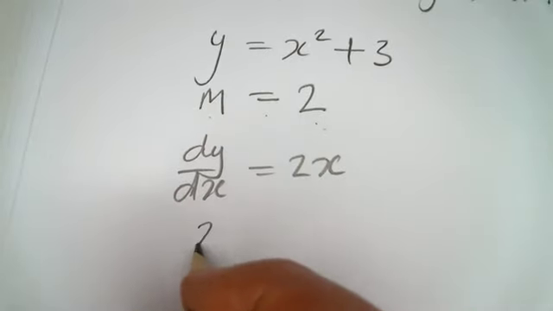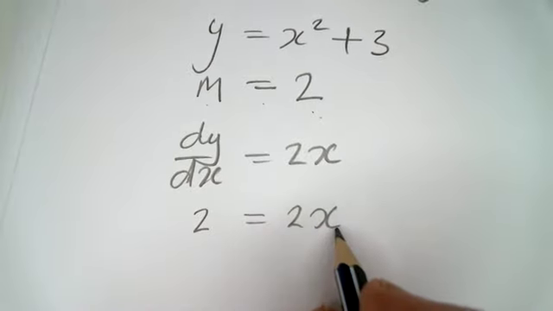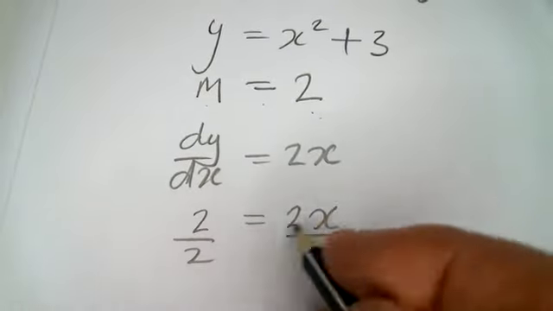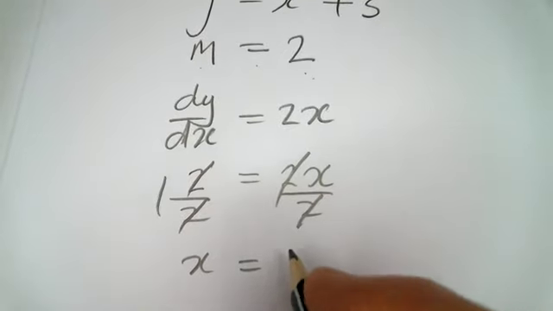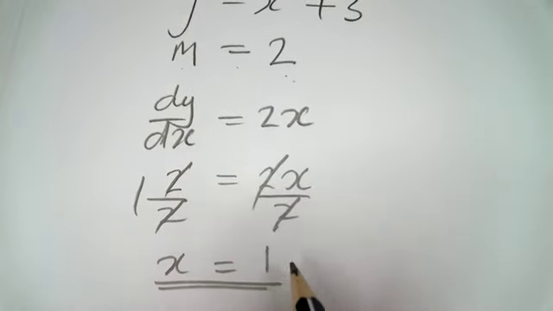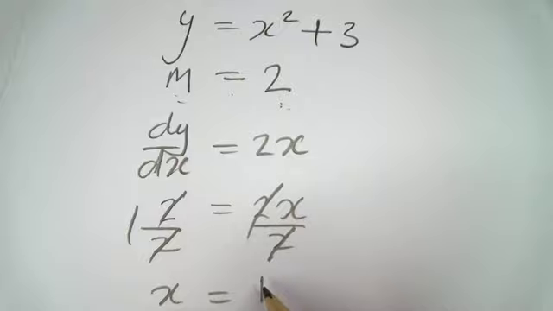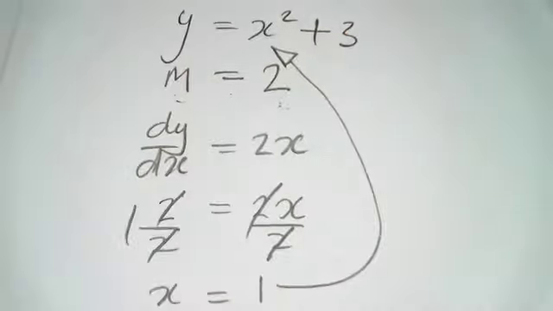So I'm just going to write 2 is equal to 2x. So now we can solve for x, and of course x is going to be 1. Divide both sides by 2, 2 divided by 2 is 1, and we have x is equal to 1. So now we've found the x value for when the gradient is 2. So to find the y value for which that is true, we're going to feed this back into the equation and substitute for x.